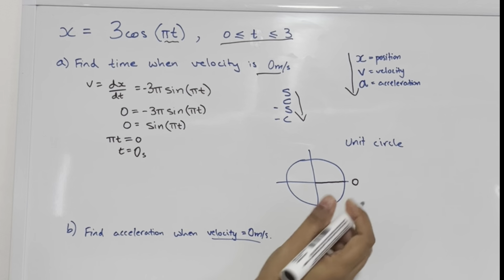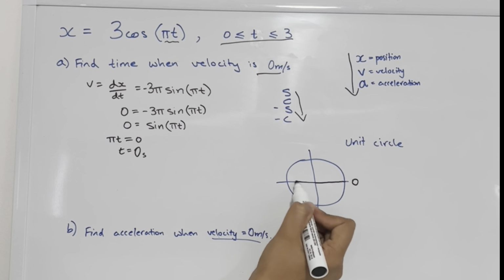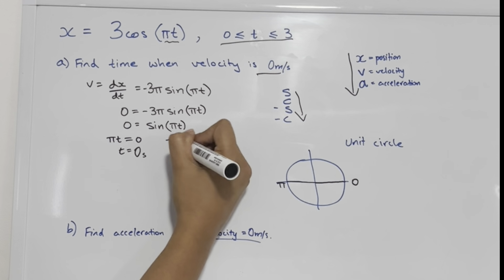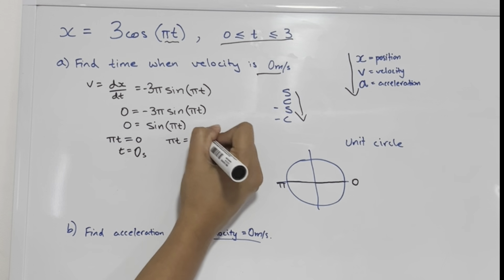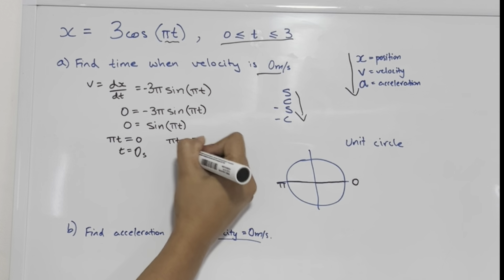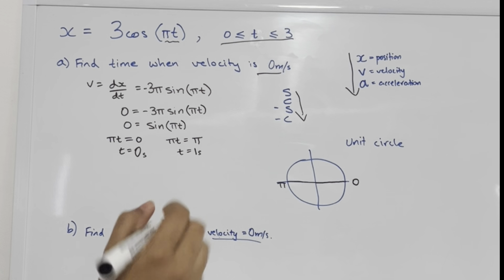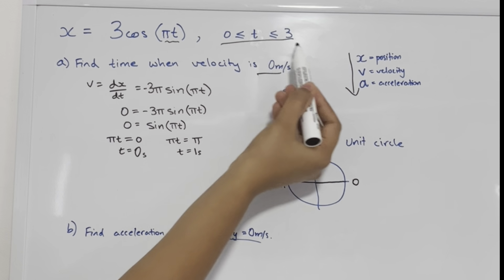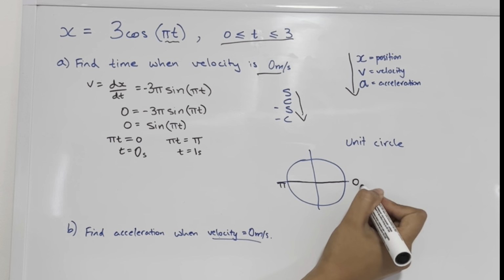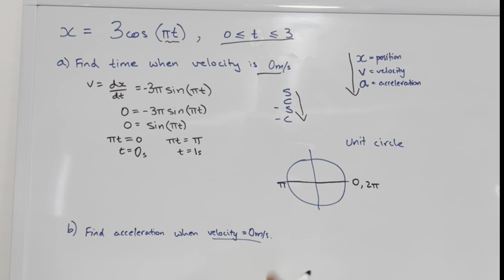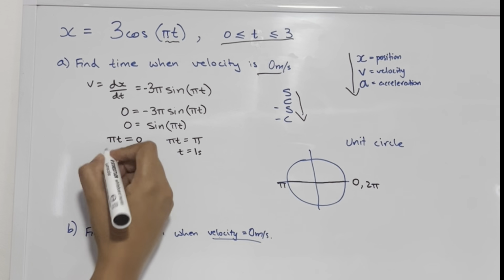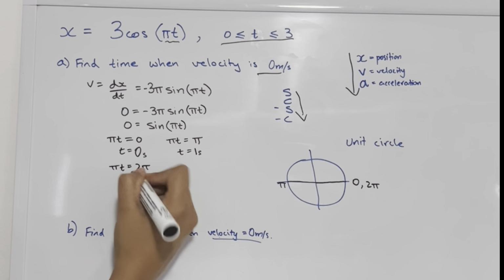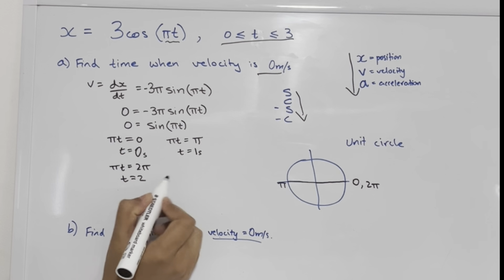So that's the first time. The second time when sine theta is 0 is here at pi. So we can say that pi t equals pi. Dividing by pi on both sides, we're going to get t equals 1 second. Now, we want answers for t between 0 and 3, so we have to keep going. So the next one is when the angle is 2 pi. So if pi t equals 2 pi, then answering that, we get t equals 2.